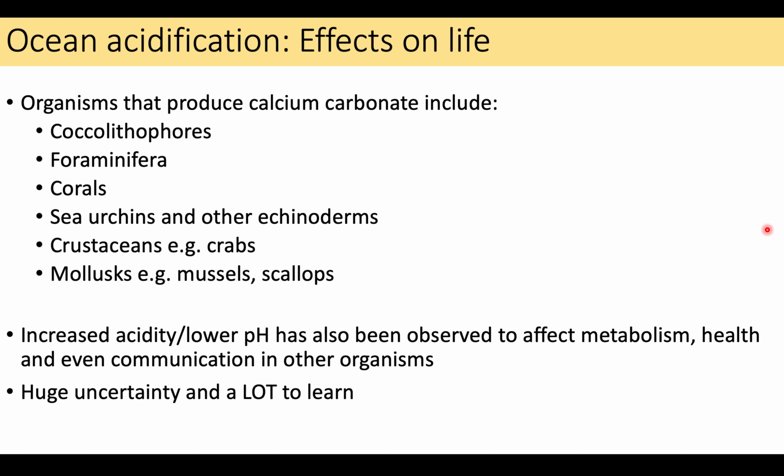Now we know what's happening in terms of chemistry, but what does that mean for the life in the ocean? I've mentioned those calcium carbonate requirements. There are a lot of organisms in our ocean that require the calcium carbonate, including corals, a lot of sea urchins, coccolithophores, as well as mollusks. So mussels, scallops, and crustaceans like crabs all rely on calcium carbonate.